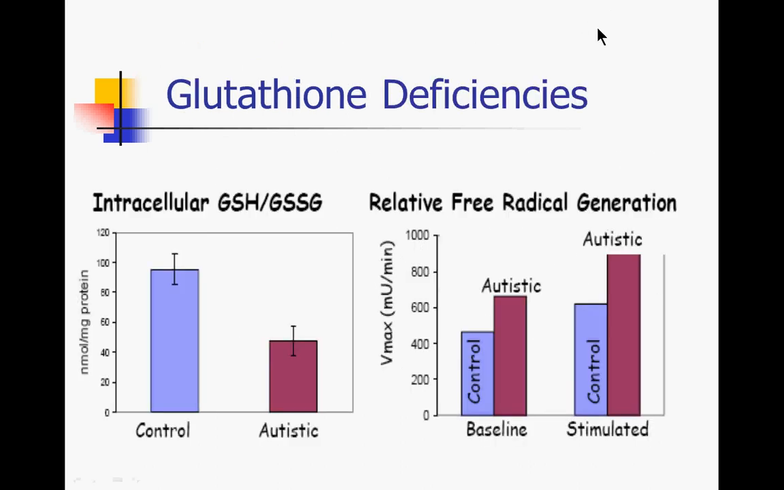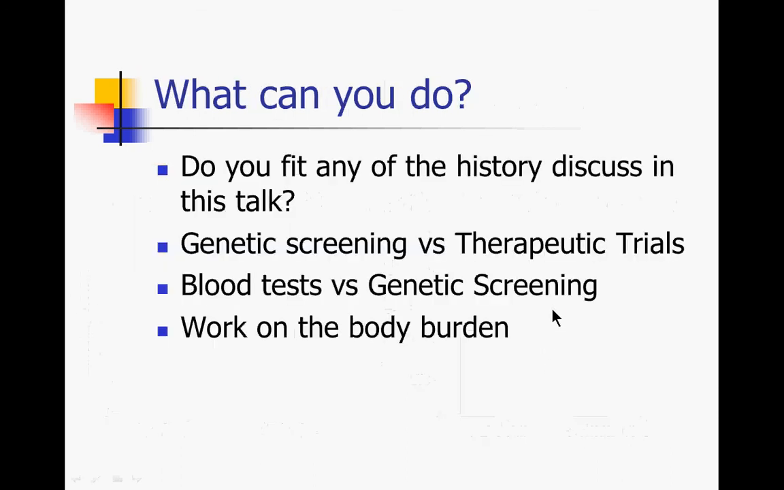So here's a study showing glutathione in autistic compared to control children. You can see intracellular glutathione levels are extremely low in the autistic group. And in autism, at baseline, we already have tons of free radicals compared to control. When we stimulate them to produce more, they just produce more free radicals than the controls. We know kids on the autistic spectrum have glutathione problems.